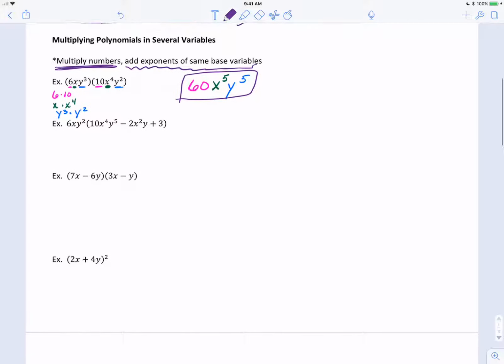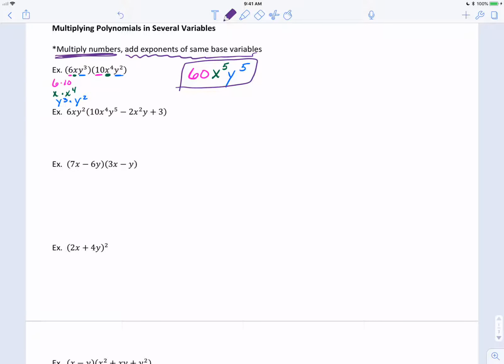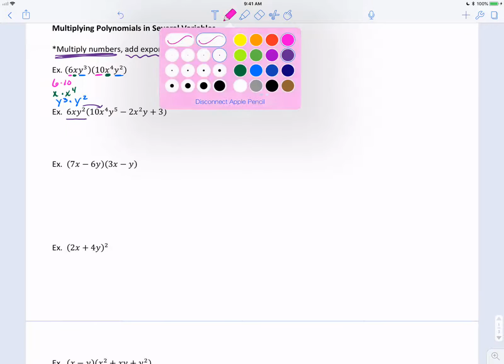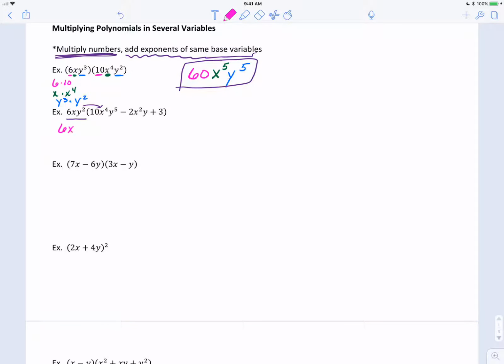Okay, so now we're going to do one where we've got to do a little bit of distributive property. So let's look at when we take the 6xy squared, we're going to multiply it by every term in here. Okay, so I'm going to color code again. So we've got 6xy squared, and we're going to multiply that by the 10x to the 4th, y to the 5th.